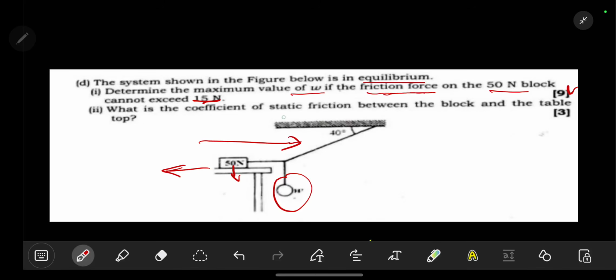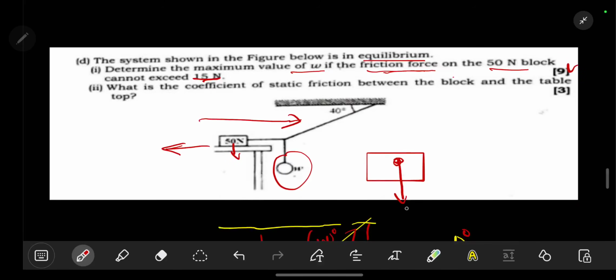Then here, what is the coefficient of static friction between the block and the table? For this one, we are going to draw the box and see which forces are acting on it. Already we have a downwards force which is equal to its weight. So the weight is equal to 50 newtons.